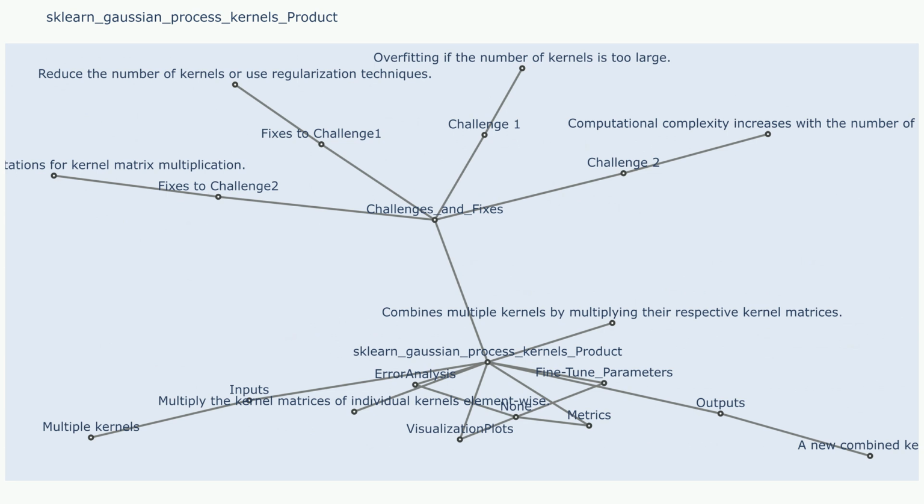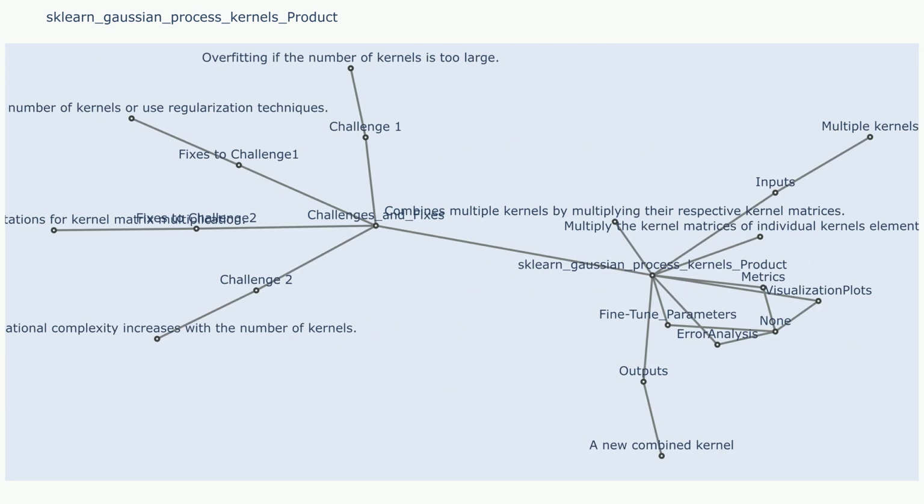Challenge 2, computational complexity. Calculating the kernel matrix for large datasets can be computationally expensive, especially for complex kernels. Sample use case that resulted in challenge 2: using a product kernel with several kernels in a large dataset, leading to a long training time.